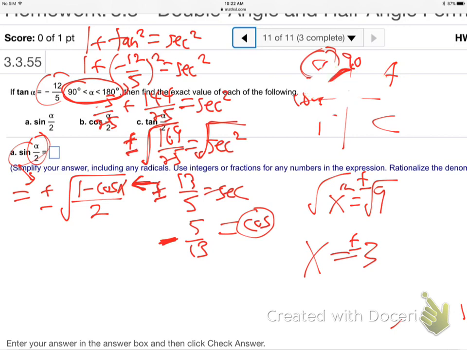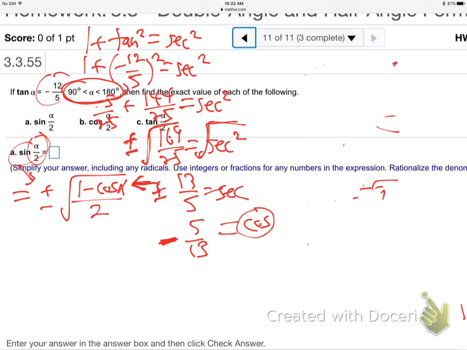Negative 5/13. Let me do the triangle way now, because that's what you're probably more used to. I assume you're not as used yet to all those little weird formulas. So let me just do the triangle thing. That's probably the best way for you to go. Just make a triangle.